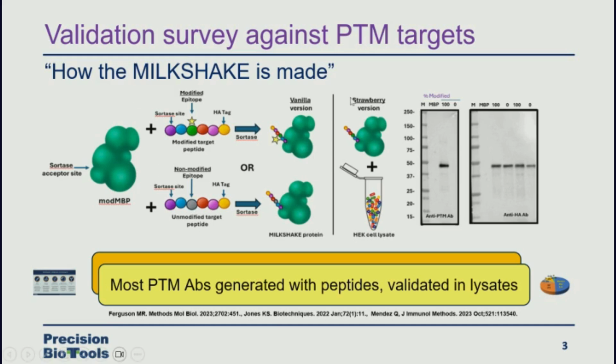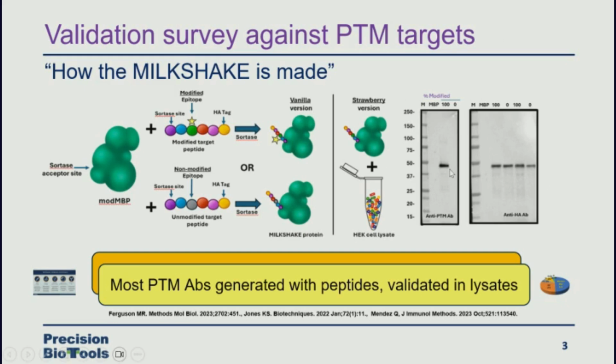The second method that we use is called strawberry milkshake, and the strawberry comes from stringency. So what we do there is very simply add a cell lysate, HEK cell lysate, to it to see if we get more than a single band. And I'll show you some examples in the following slides.